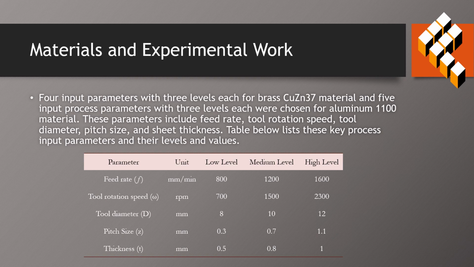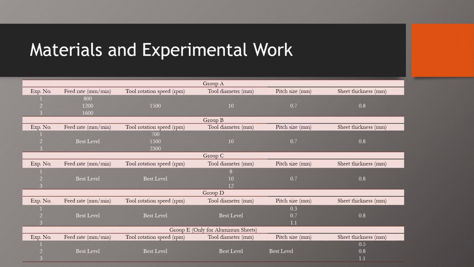This table shows the input parameters with their levels that were used in this work to conduct the single point incremental forming. The method followed in this work is based on dividing the experiment of each material into two groups. Each group was divided into three experiments to test the three levels of a specific input parameter that affects the formability.